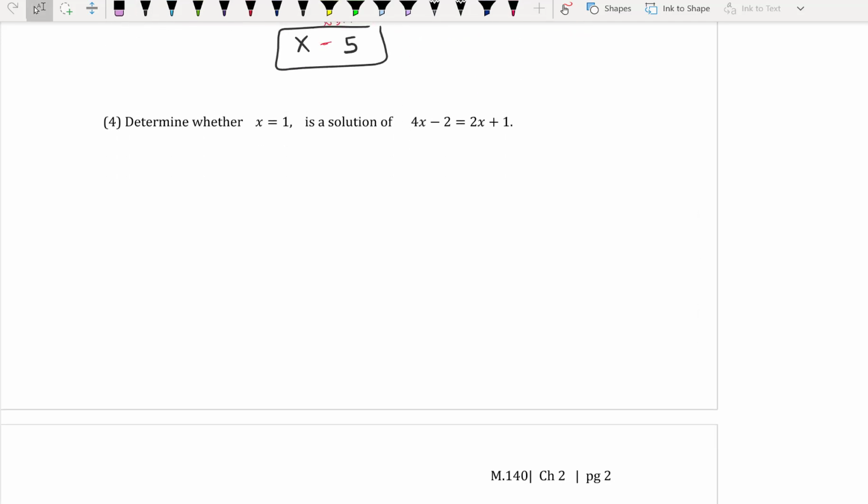Now, for number 4, it says determine whether x is equal to 1 is a solution of 4x minus 2 equal to 2x plus 1. So what this is asking you is, hey, plug in that value of x is equal to 1 into the equation. Tell me if it's a true statement or a false statement. And if you're like, okay, what's a true statement?